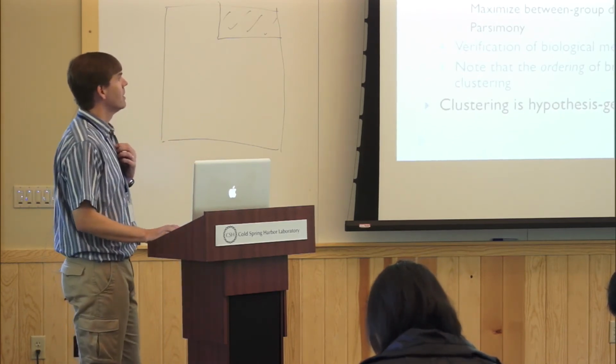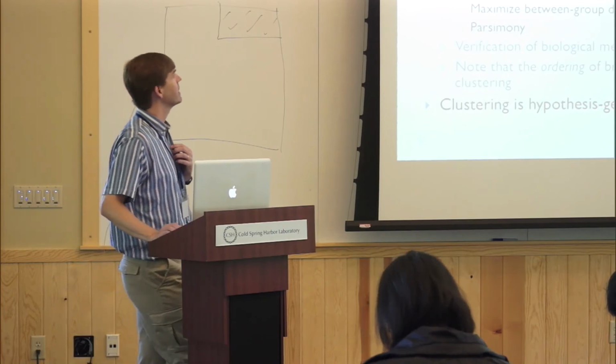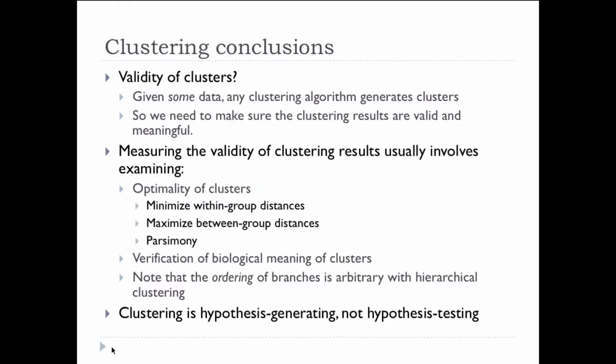Validity of clusters. Again, now we're getting close to summary. Given some data, any clustering algorithm generates clusters. So we need to make sure that the clustering results are valid and meaningful. We can measure the validity of clustering based on optimality of the clusters, minimizing the within group distances, maximizing the between group distances, parsimony. Parsimony here means if we're talking about hierarchical clustering, probably 2 clusters is a better clustering than 27. Maybe not, but probably. So oftentimes we're going to choose the lowest number of clusters because that's the most parsimonious answer.